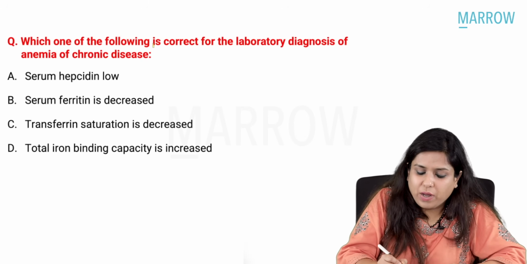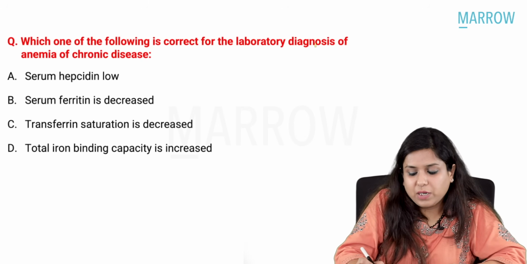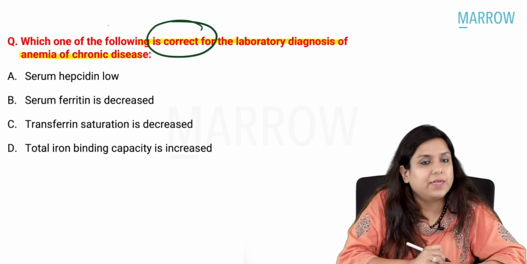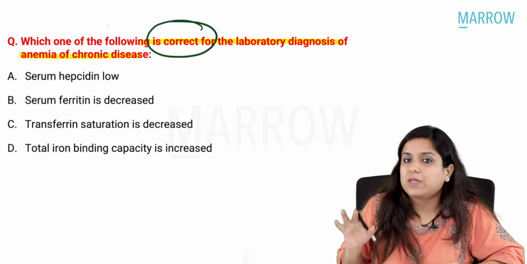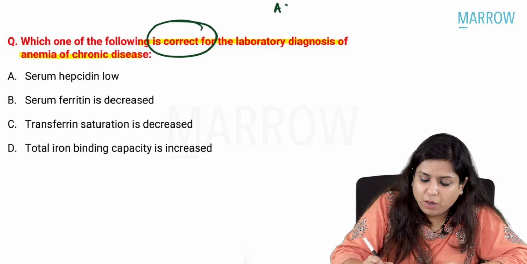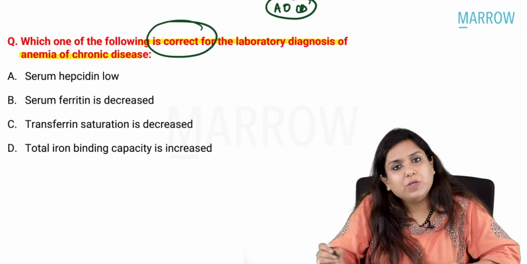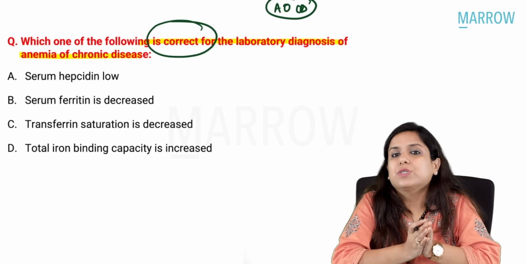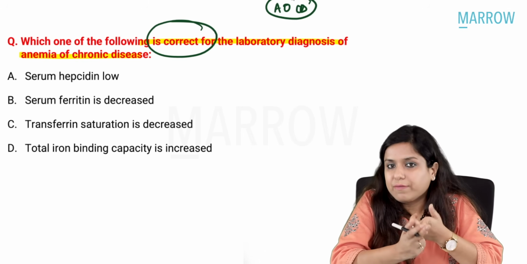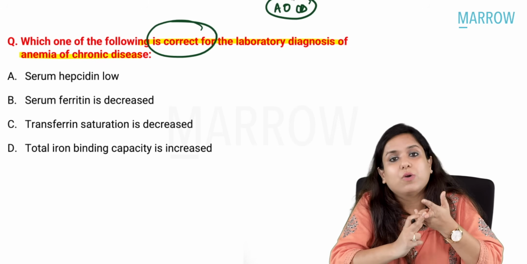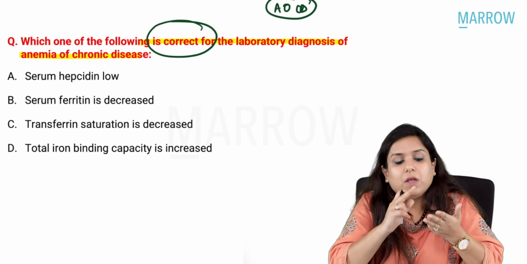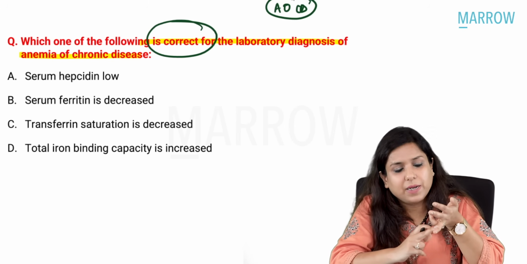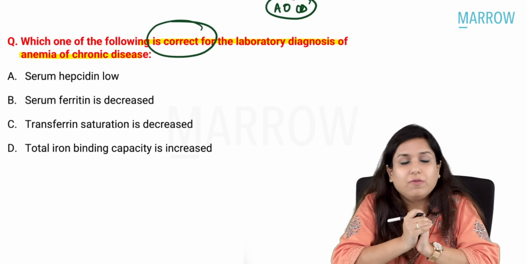Next, which one of the following is correct for the laboratory diagnosis of anemia of chronic disease? Which is the correct statement, right? Before I go to the options, let me tell you something about anemia of chronic disease. Remember students, I told you in which conditions do you see anemia of chronic disease? Whenever my patient has chronic diseases like chronic infections, chronic neoplasms like Hodgkin's lymphoma or multiple myeloma, chronic inflammatory conditions like rheumatoid arthritis, which is a very common one, or TB, right? In all these conditions you can see anemia of chronic disease.